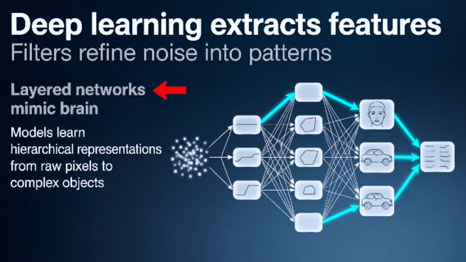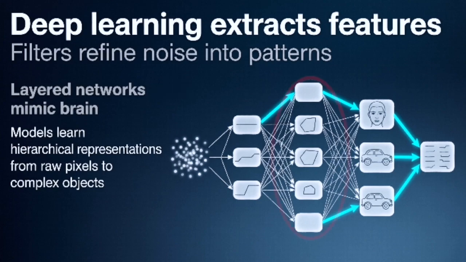Deep learning is a subset of machine learning that uses artificial neural networks with multiple layers to automatically extract meaningful features from raw data. Similar to the way the human brain processes information, deep learning models learn hierarchical representations, where each layer transforms and refines the input by filtering out noise and identifying increasingly complex patterns.